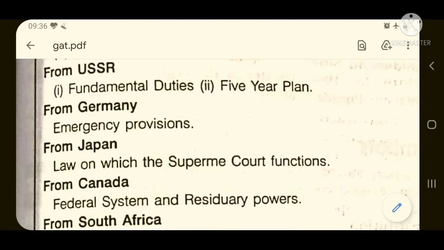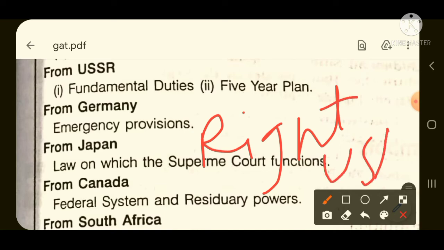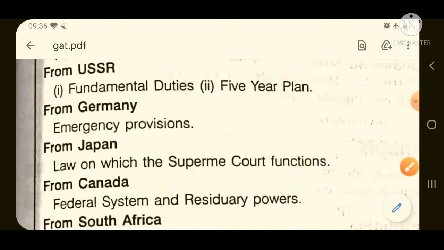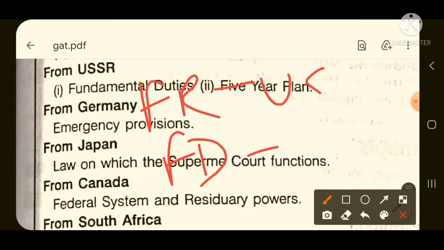Fundamental duties are from USSR and fundamental rights are from USA. So please don't get confused between fundamental rights and fundamental duties. Fundamental right is USA and fundamental duty is USSR.